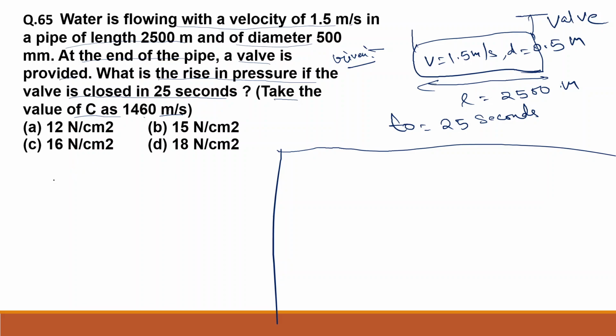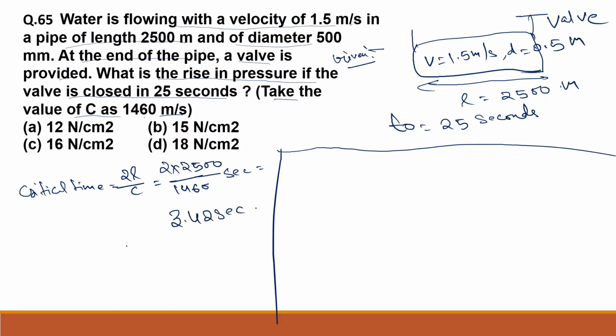After that I will write critical time is equal to 2L upon C, is equal to 2 into 2500 upon 1460 second, and by solving we get 3.2 second. This critical time can be denoted as TC.